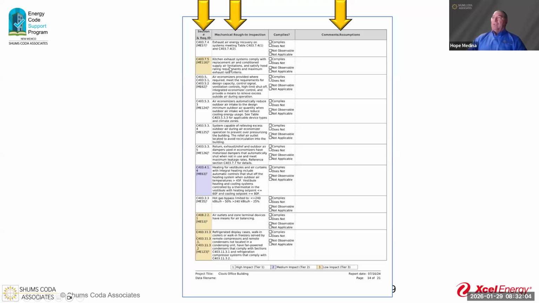We're going to continue on with mechanical rough-in inspections. On this one we have the exhaust air energy recovery systems meeting Table C403.7.4(1) and (2). We know that we have some kitchen exhaust systems in here. We have our air economizers, where the system is capable of relieving excess outdoor air during air economizer operation to prevent overpressurizing. These are all things that, when we're doing those inspections, are great to have just as little ticks. Keep it going.